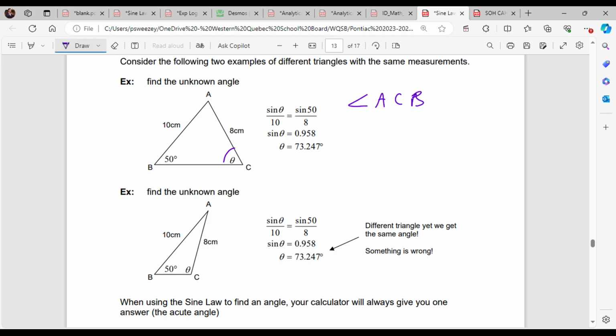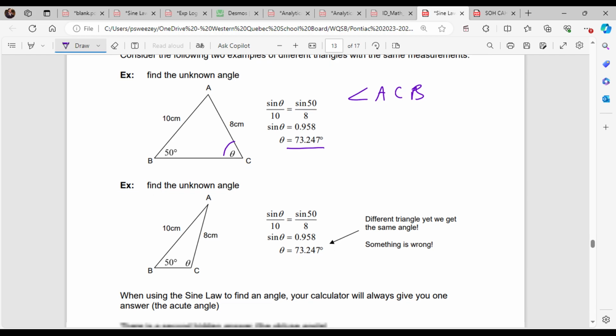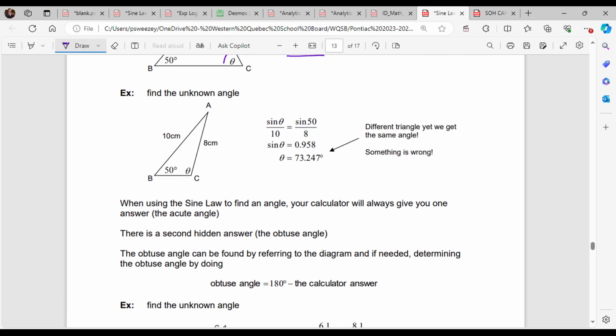angle ACB, if that's the guy I'm looking for, and I set it up, put my known pair together, cross multiply, and I get 73.247. You're done. It's an acute angle, you're done. But as soon as I get into finding an unknown obtuse angle, look, when I plugged everything in, same values kind of thing, right? But it gives me an angle of 73.247. This angle is obtuse. It cannot be 73.247.